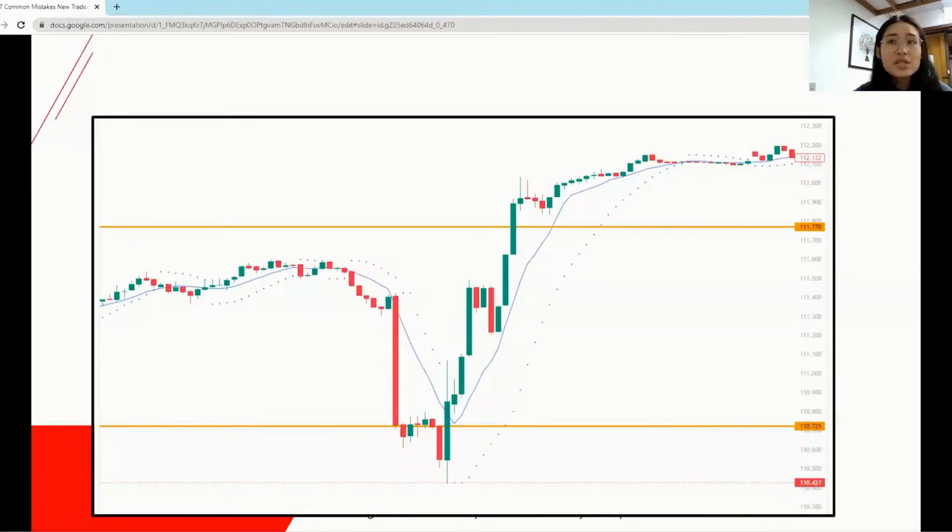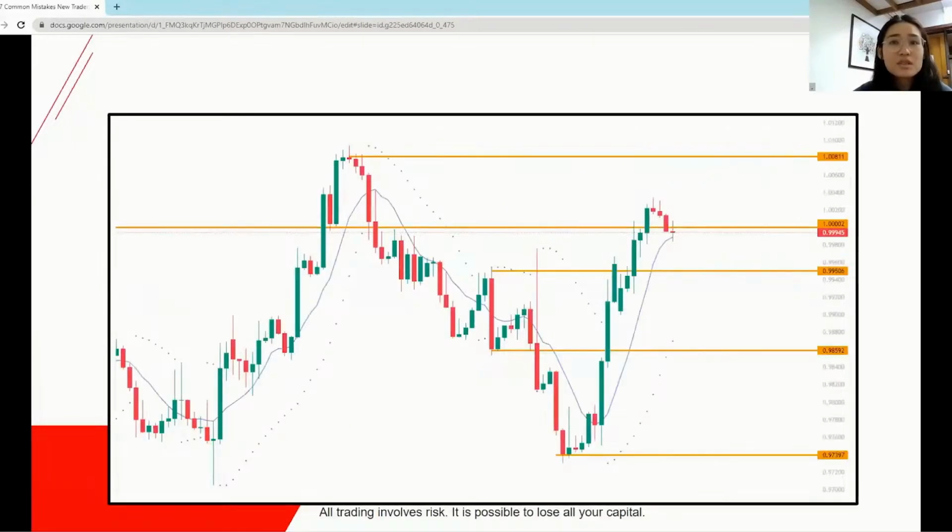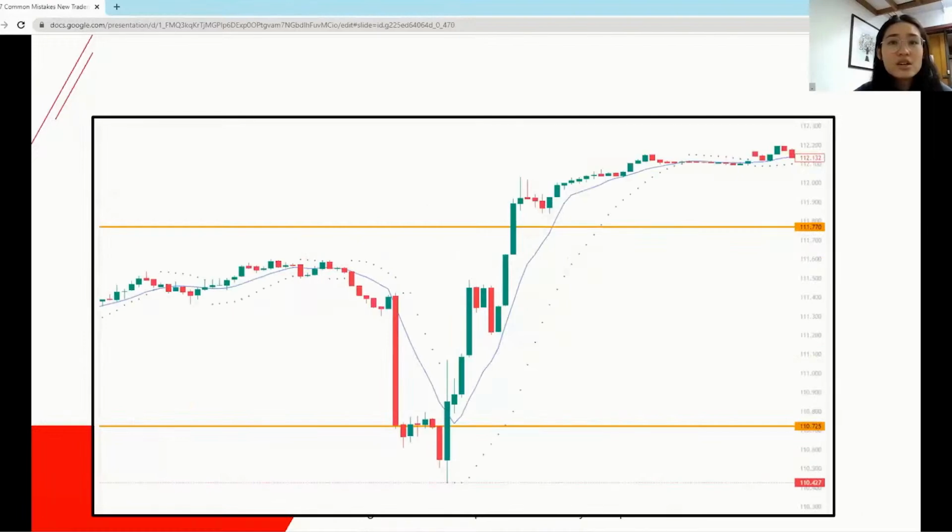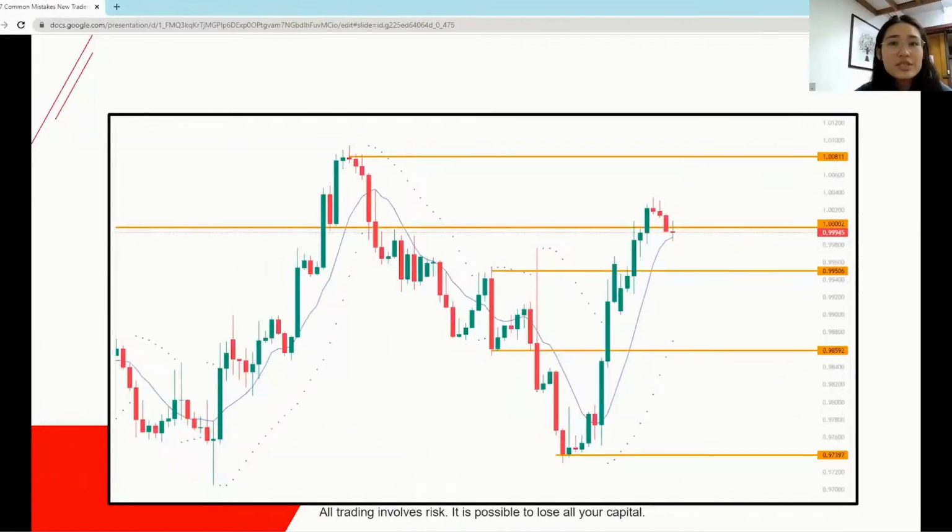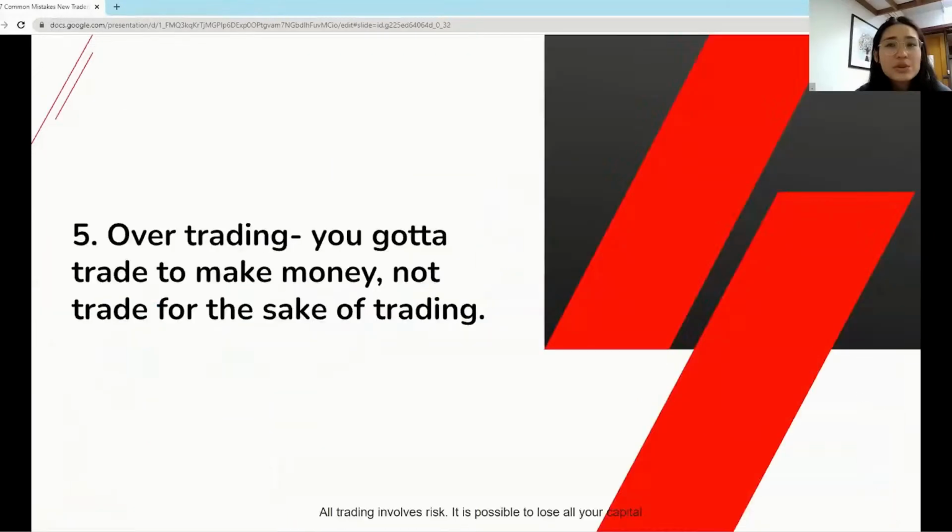So here we have the parabolic SAR, and this is in combination with support and resistance levels, which is showing you how you can combine these to identify any breakouts. So I'm just going to go through this pretty quickly.